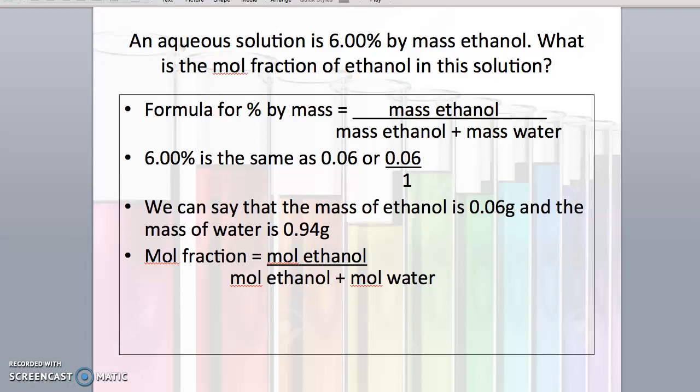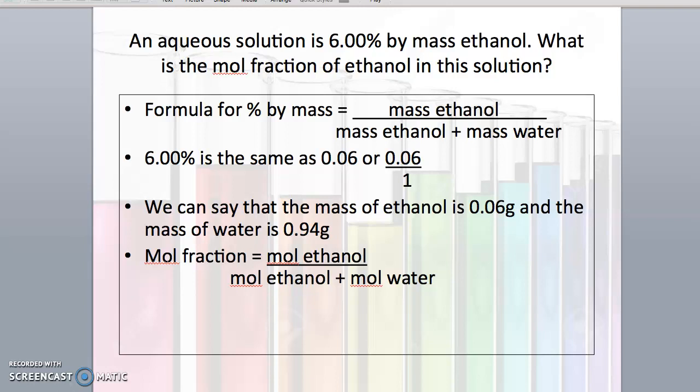So I've got a couple problems, and I'm just going to talk through them and use my logic for this. So the first question says an aqueous solution. Now, aqueous is a key word here, and we have to know the language of chemistry. Aqueous means that this solution is in water. So my solvent in this case is water. And I have a concentration. It's a percent by mass. So percent by mass ethanol is 6.00%. What is the mole fraction of the ethanol?